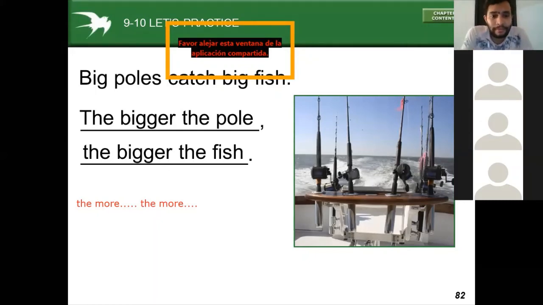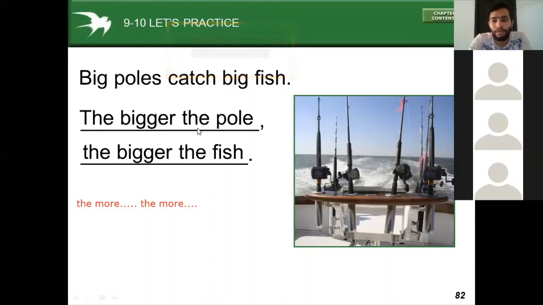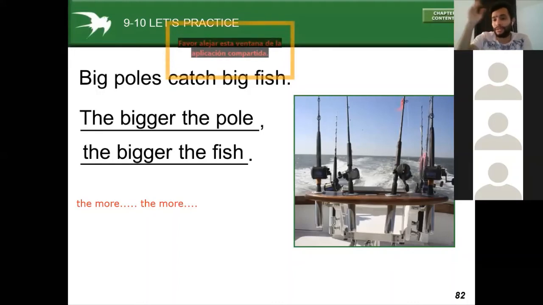Siempre se tiene que usar, por ejemplo, the bigger the pole. O sea, no se puede decir the bigger pole. In this case, I am referring to one pole, right? If you are generalizing, for example, you can say the bigger the poles, entre más grandes sean las cañas de pescar en plural, entonces puedes quitar el the, right?